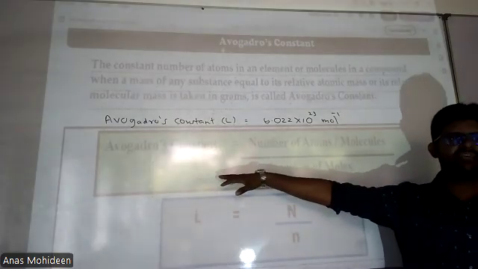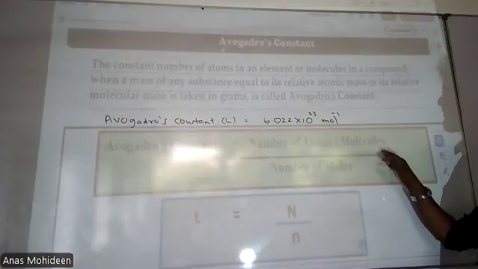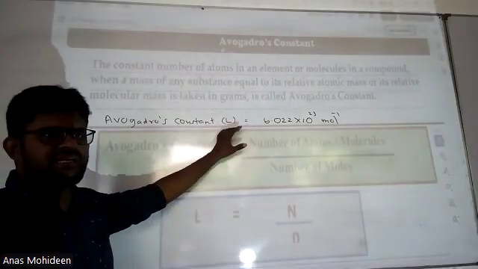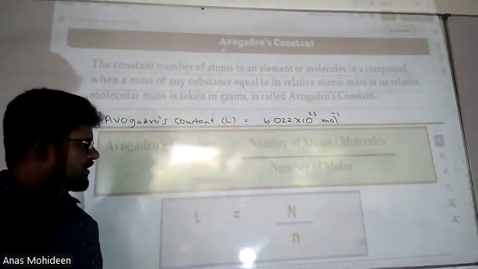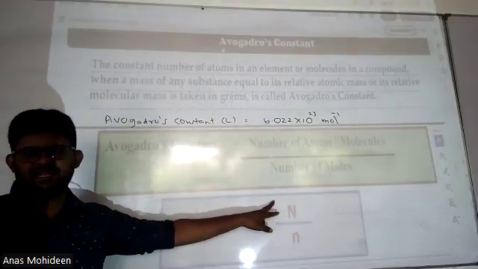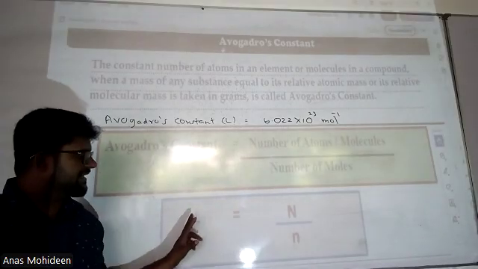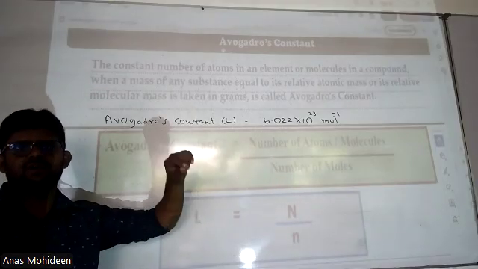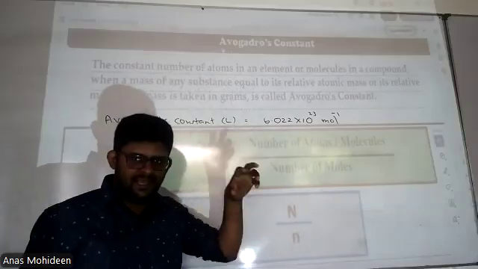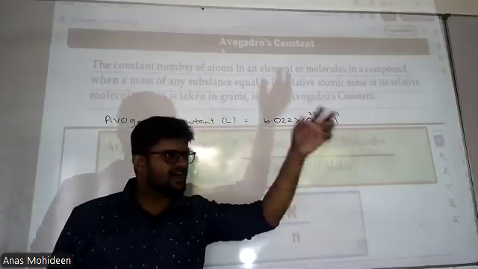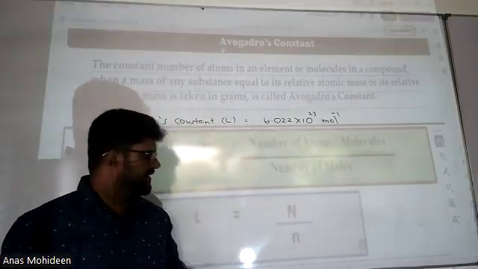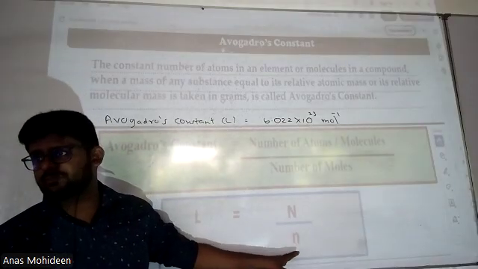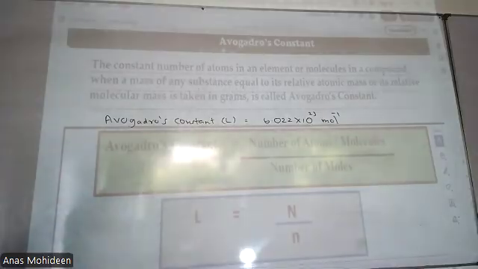So Avogadro's constant is equal to the number of atoms or molecules divided by the number of moles. Avogadro's constant is equal to how many particles are there divided by the moles. So capital L is equal to capital N over simple n. Capital L is Avogadro's constant, capital N is the number of particles, atoms in elements, molecules in compounds. Divided by simple n, the number of moles. So this is how we get the formula.